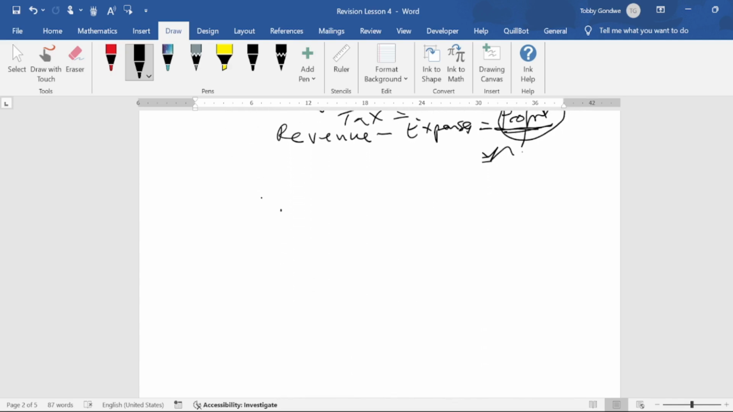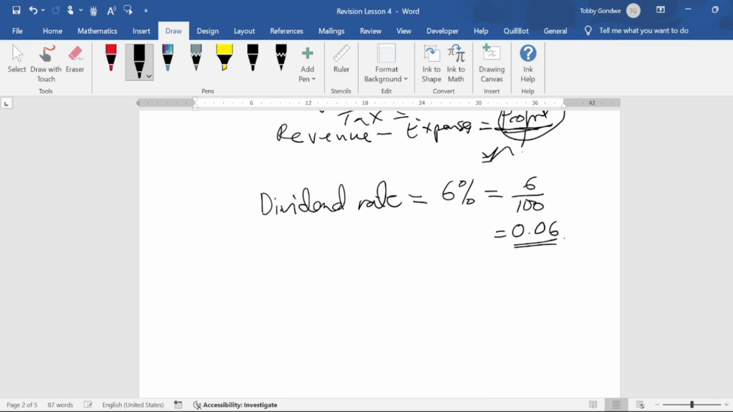From the information we are given, what is called the dividend rate, which is the 6%. Or we can even write it as 6 over 100, which can also be expressed, by the way, as a decimal as 0.06. Then we are also given the share value. The share value is the 25 kwacha per share.